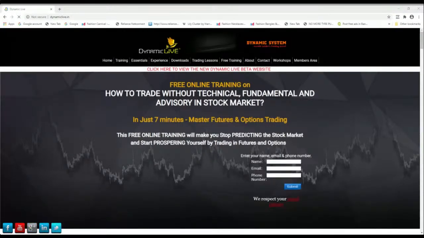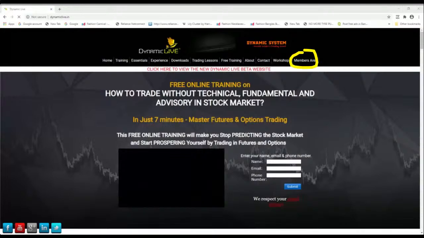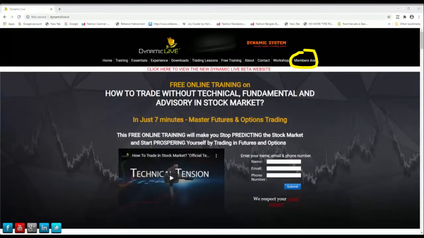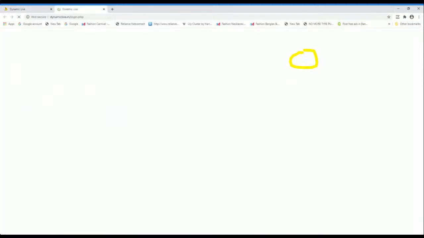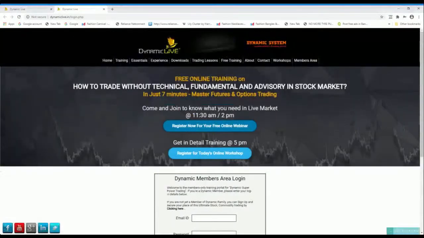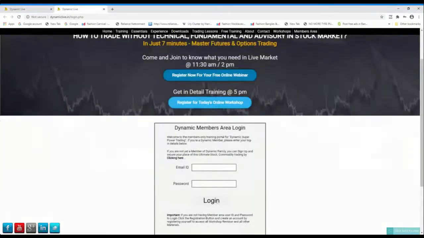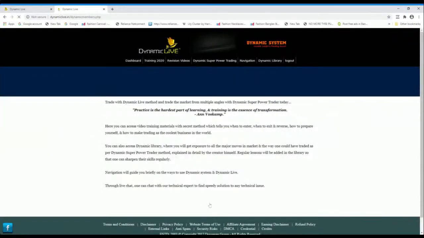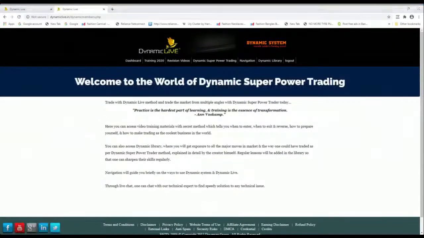In this you can see here in the menu it is written as members area. Now just click on this members area. Once you click on it, it will ask you for your email ID and password. Use the email ID that you gave while subscribing, and once you have subscribed, you will be provided a password to log into this members area. And remember, you get a lifetime access to this members area. And in the menu, once again, inside the members area, you will find this training 2020. Click on it.